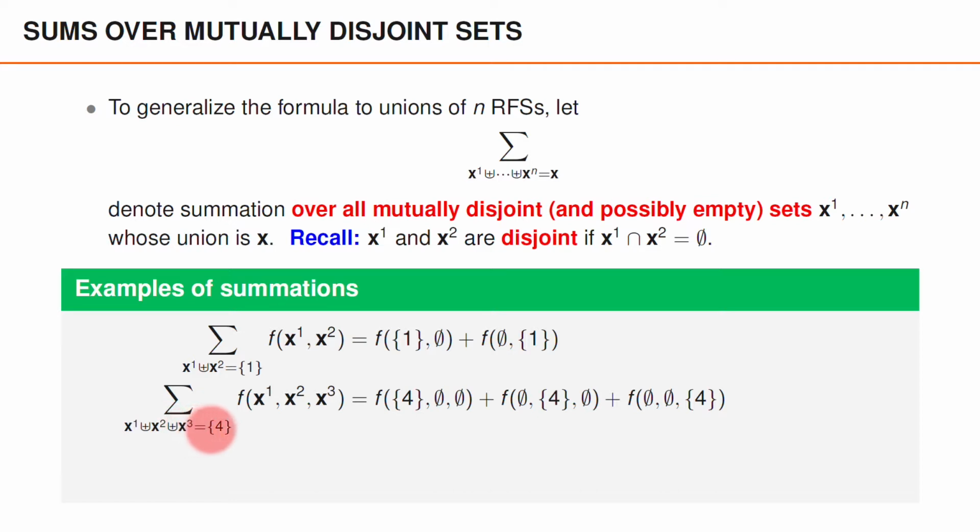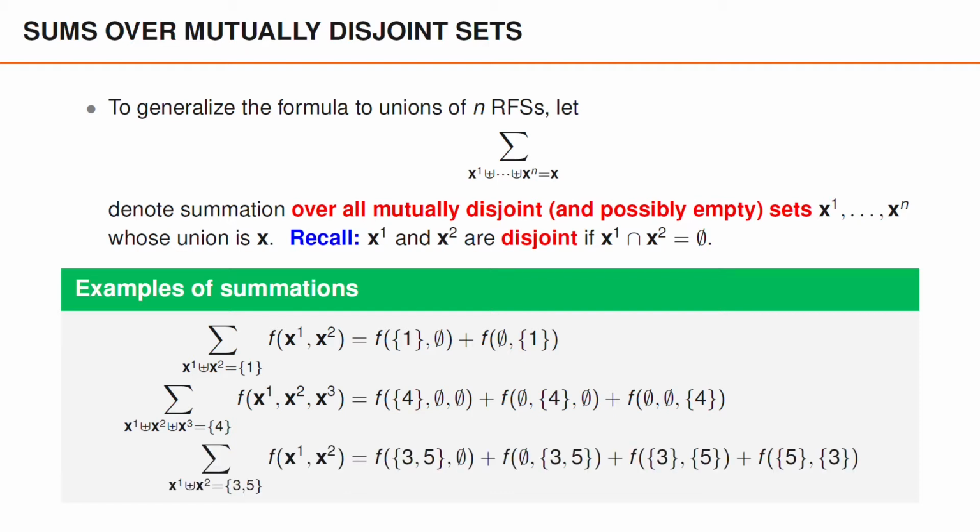is a set with the element 4, there are three possibilities. In all three cases, two of the sets are empty, whereas the third set contains the element 4. In all cases, you can see that the intersection between any pair of sets is always empty, whereas the union of the three sets is the set with the element 4.